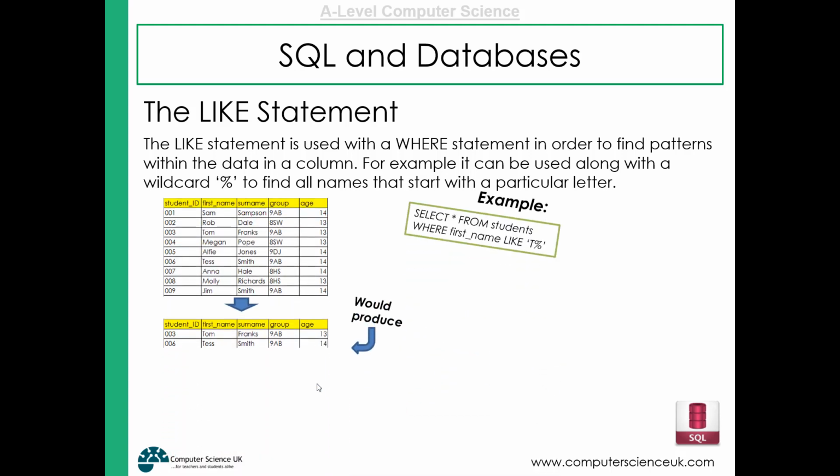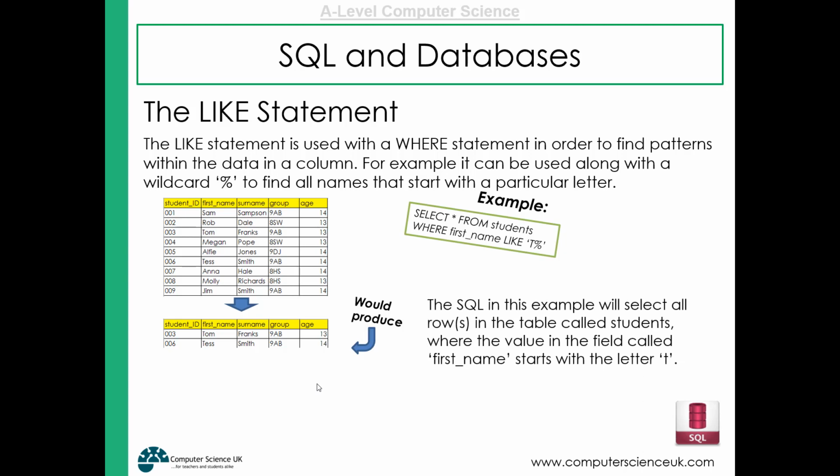So if that was our starting table and we wrote the SQL statement select everything from students where first name was like, and then we've got T, percentage sign, which is the wildcard. What it will do is it will select all the rows in the table where the field called first name starts with the letter T.